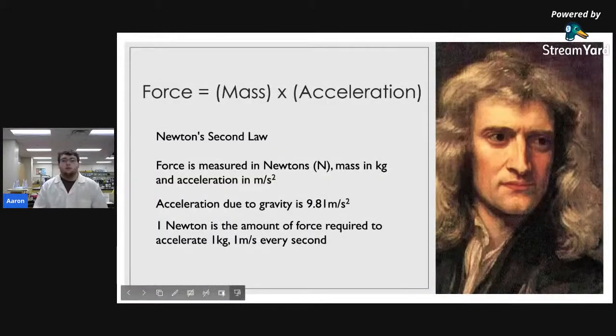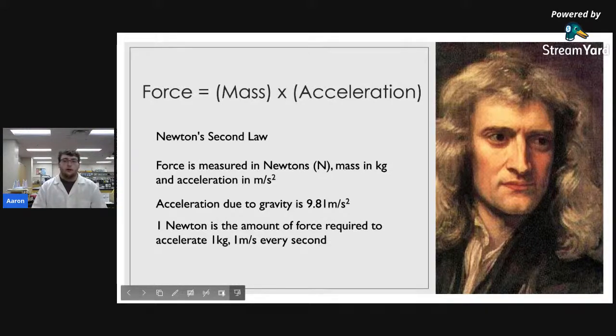Force is equal to mass times acceleration. And this is Newton's second law. Pictured right there is Isaac Newton himself. Force is measured in newtons, mass is measured in kilograms, and acceleration is measured in meters per second squared. And all that means is the amount of speed it gains with each second. So meters per second.